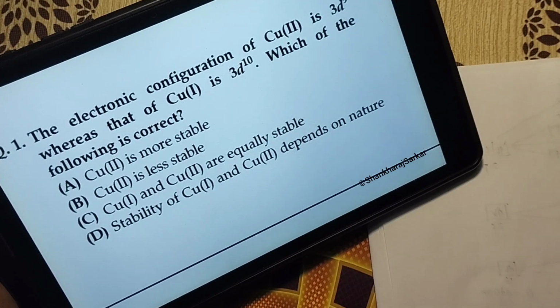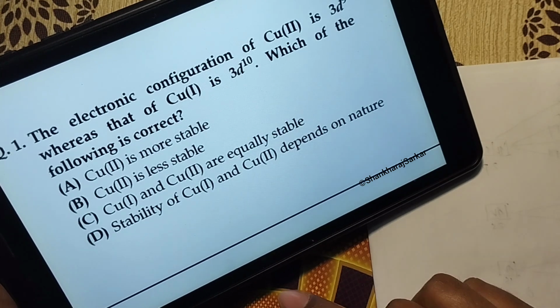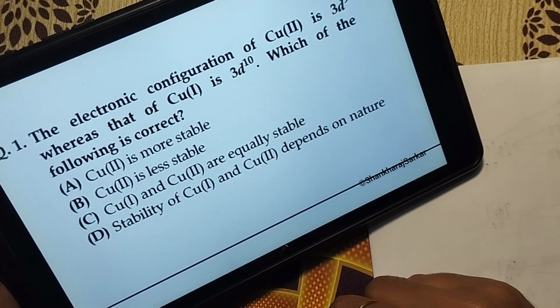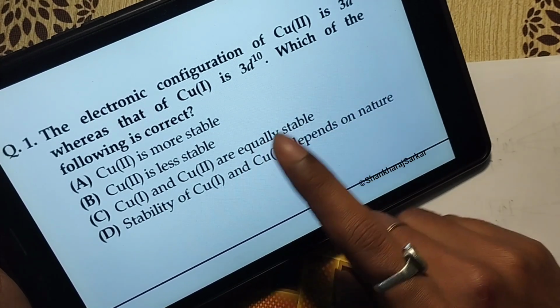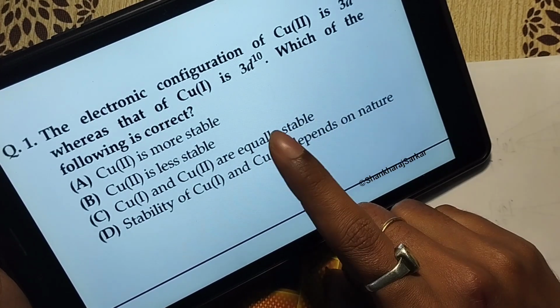In this video, we are going to discuss some important objective questions from the chapter d and f block elements, class 12. So this is the first question. The electronic configuration of copper 2+ is 3d9, whereas that of copper 1+ is 3d10. Which one of the following is correct?